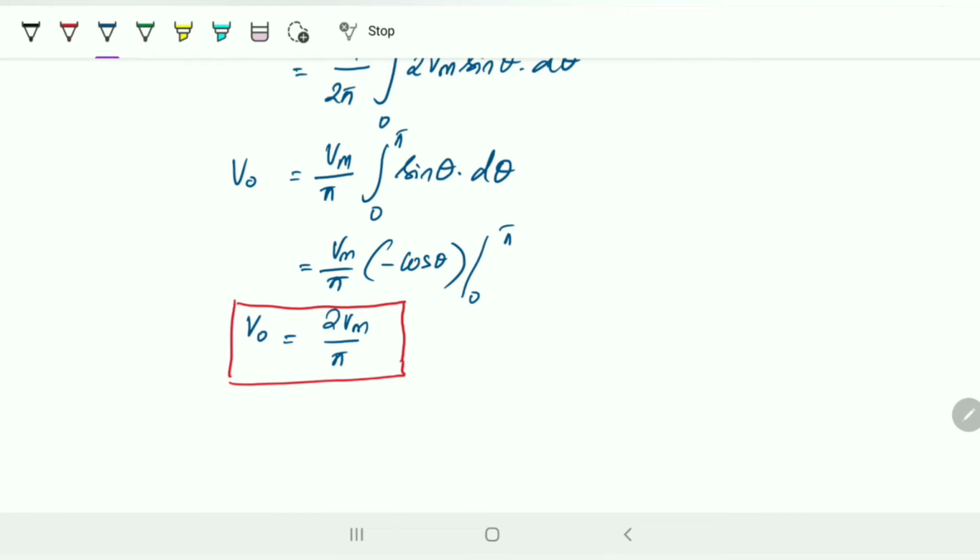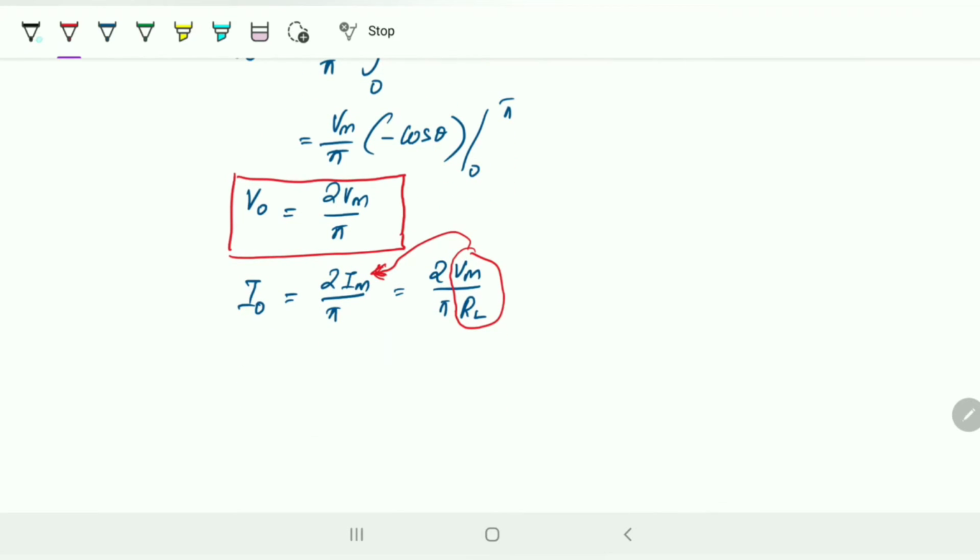Similarly, if I want to find I naught or IDC, the value is 2 Im by pi. Otherwise it is 2 Vm by pi into RL, where Vm by RL I have made Im. So this is the second one: we found the output current.